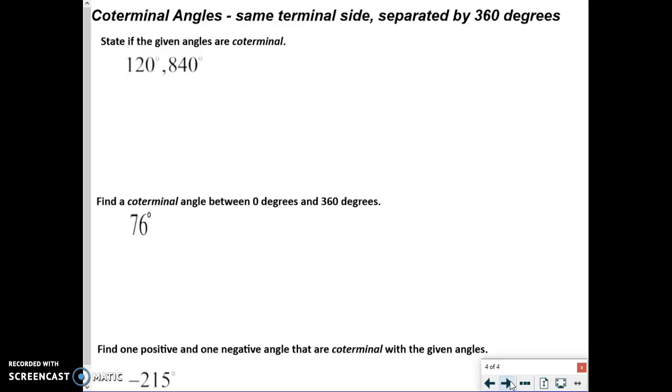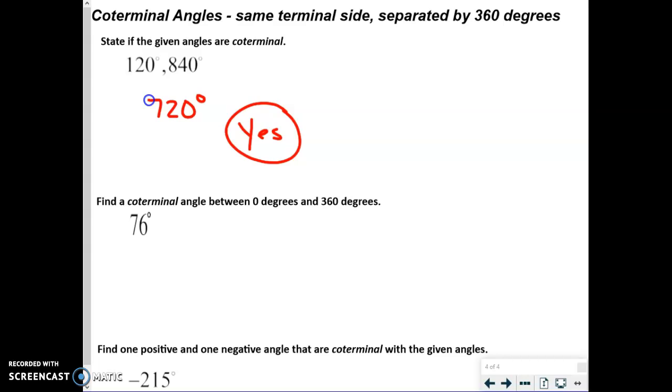So for this one, ladies and gentlemen, it says state if the given angles are coterminal. Well, what we have to do first of all is figure out the difference between them. How many degrees are found in between them? So if we take the difference of 840 and 120, we end up with 720 degrees. So the question is, is 720 degrees divisible by 360? Or in other words, is 720 degrees two full circles? The answer is yes. And since they are full circles, they come back to the same terminal side, and therefore they are coterminal.